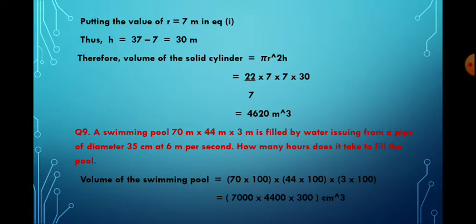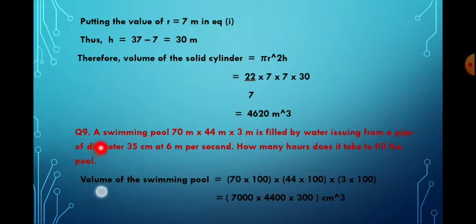So now putting the value of r equals 7 meter in equation 1, h equals 37 minus 7 equals 30 meter. Therefore, volume of the solid cylinder is equal to pi r square h. So 22 by 7 into r is 7 into 7 into h is 30. So on solving this, we'll get the volume as 4620 meter cube.